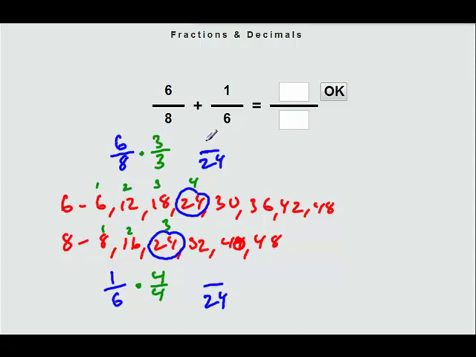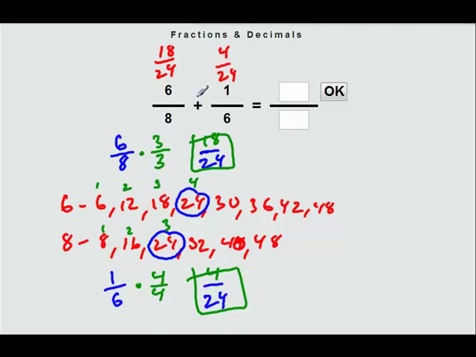So 6 times 3 is 18, 8 times 3 is 24, 6 times 4 is 24, and 1 times 4 is 4. So here's our two fractions, 18/24 and 4/24. So let's write them up above their respective fractions. So 6/8 is actually equal to 18/24, and 1/6 is actually equal to 4/24, and this told us to add these.